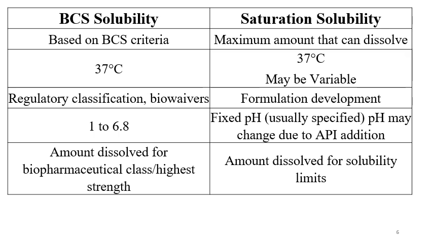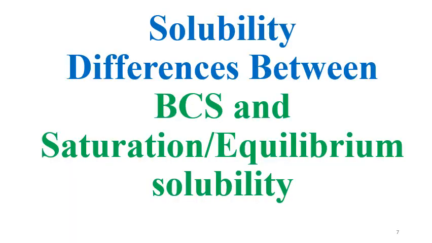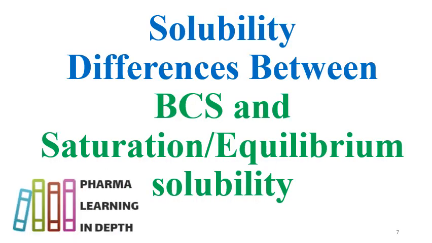Now coming to the BCS solubility. The amount dissolved is for biopharmaceutical classification. In saturation solubility, the amount dissolved is for solubility limits. So this is regarding the solubility differences between BCS and saturation or equilibrium solubility.